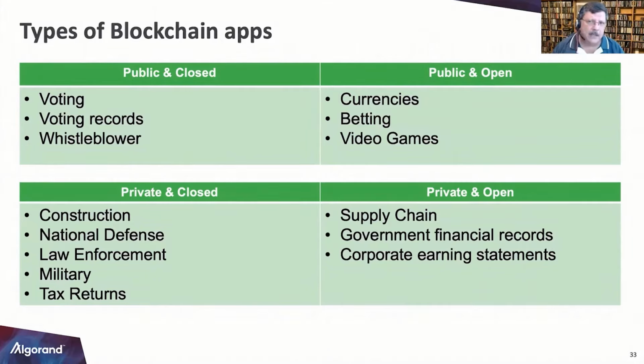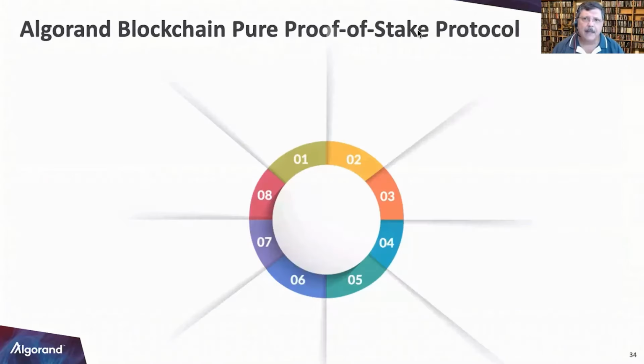So really all of these types of applications can be built with Ethereum or with Algorand or Bitcoin. The idea behind it is the fact that at the base of it, it's public and open, and then you apply the authentication on top of that. And to be clear here, what our protocol is called at Algorand is the pure proof of stake protocol.